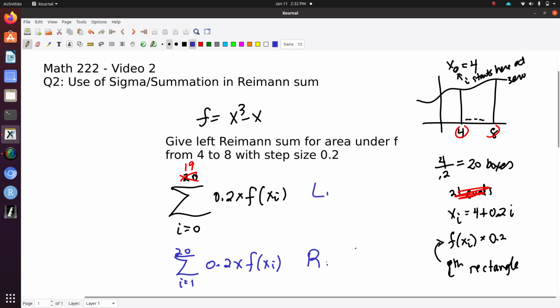If you want to be more explicit, because if you're going to plug this into Python, you're going to need to be more explicit than that. But I already told you that x_i is 4 plus 0.2i, so you're all good to go. And because we're being lazy, we didn't change the indexing system. We just shifted the index itself so we could get the right boxes there.